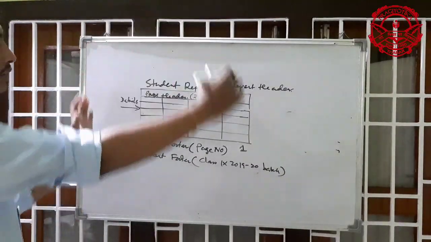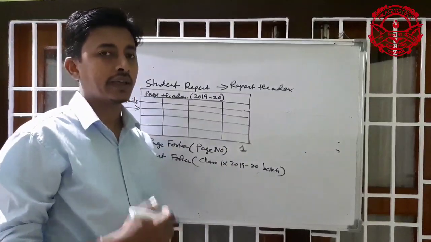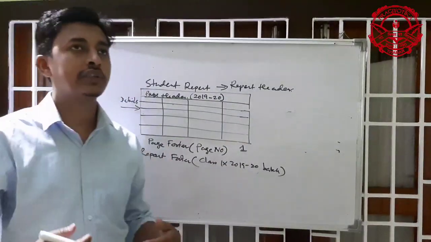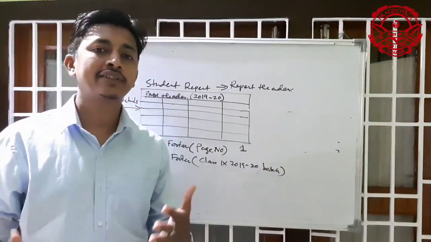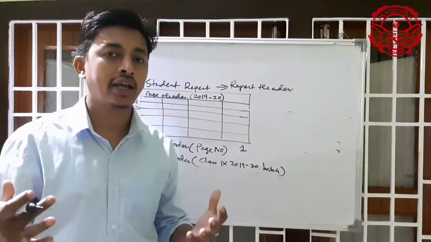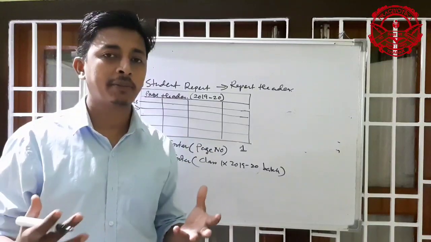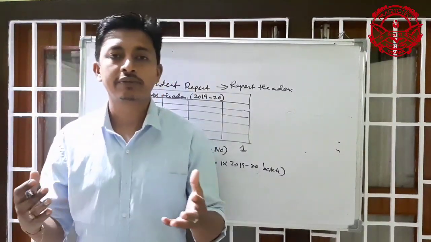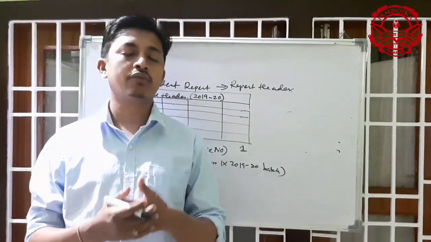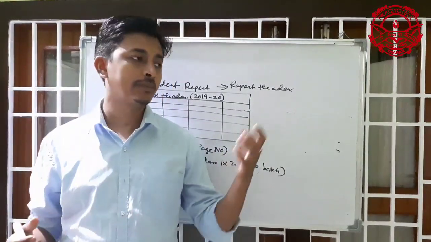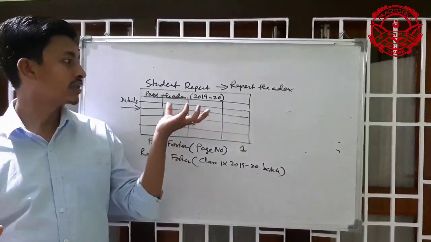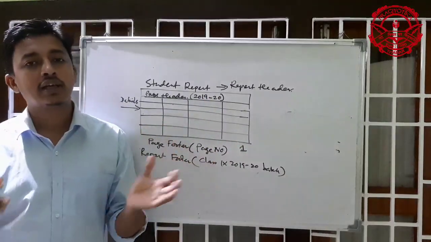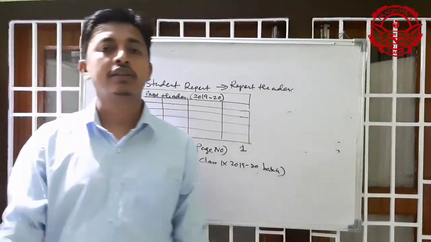Report is so important because a report gives the details and an idea of the information. For example, if I want the reports of 2019-20 batch information, these reports give an idea of the information.